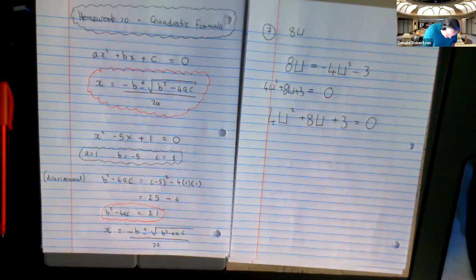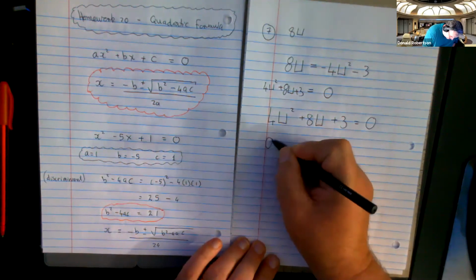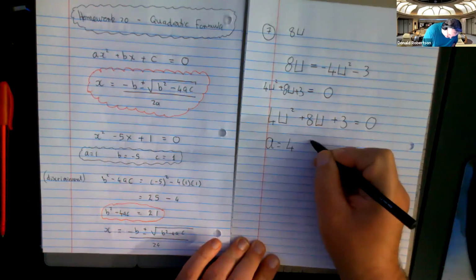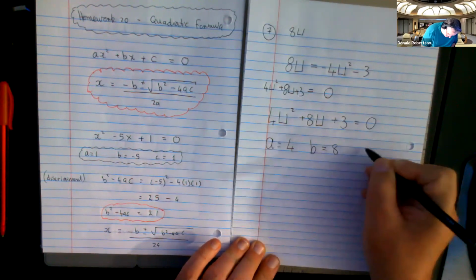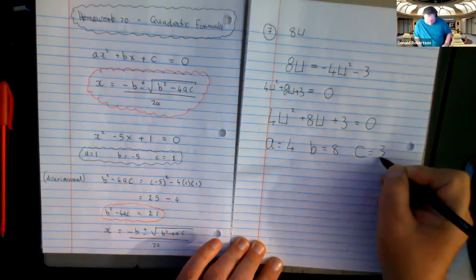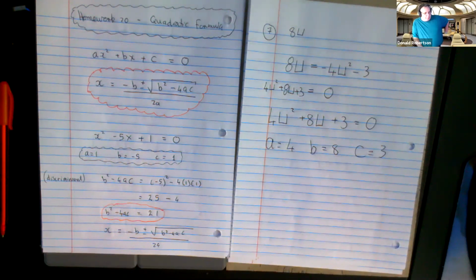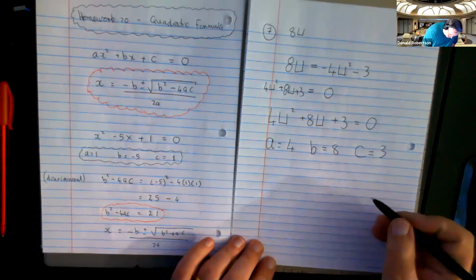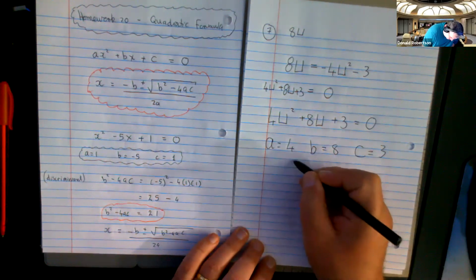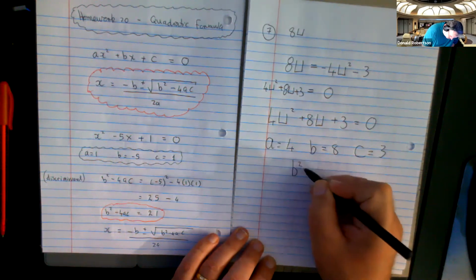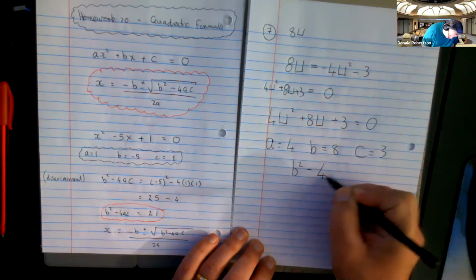So a is going to be 4, b is going to be 8, and c is going to be 3. Isn't it just easier with positive numbers than negative? Now, what Sarah was saying earlier would have worked totally fine. You would have got the right answer, you just have a lot more negatives in your world. So it's not that that was wrong, because it works. Right, I'm now going to get the discriminant first. So b squared take away 4ac.